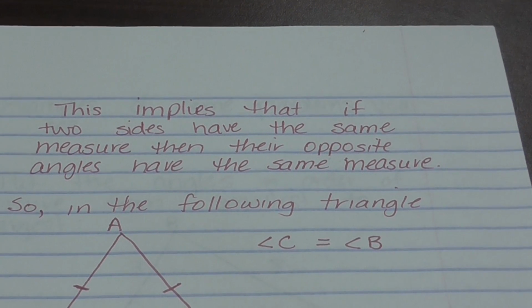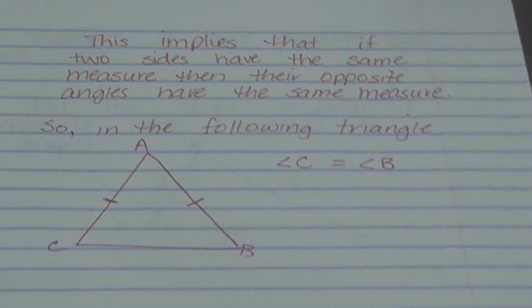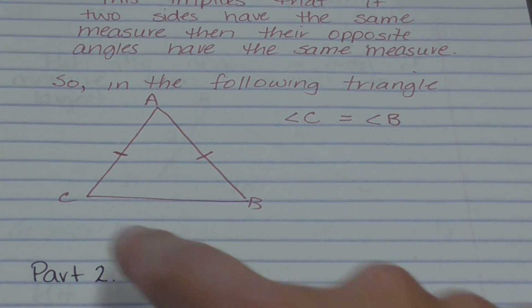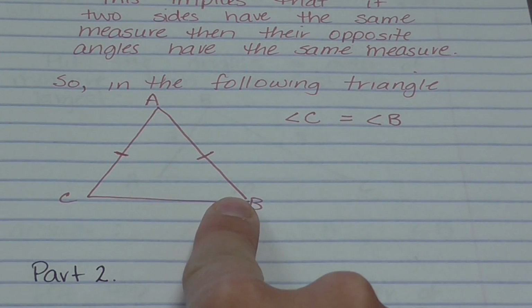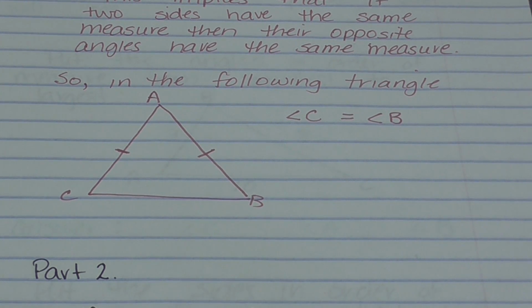Alright, so this is also going to imply that if two sides have the same measure, their opposite angles have the same measure. So when AC and AB are exactly the same, angle C and angle B are going to be exactly the same. So that's the first part of the theorem.